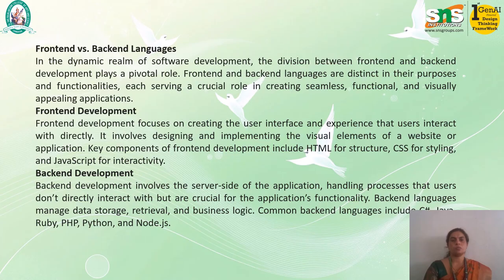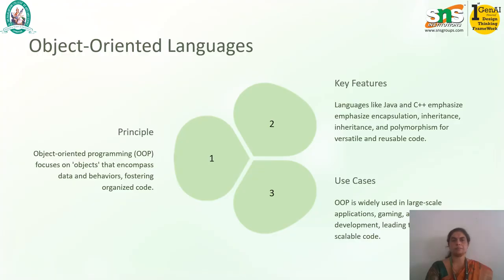So the front end versus back end languages are: the front end focuses on creating the user interface and experience that the user interacts with directly. Here we follow HTML for structure, CSS for styling, and JavaScript for interactivity. And when we talk about backend development, we perform development on the server side. Here we have direct interactions with the application functionalities. Here we manage data for storing, retrieval, and business logic purposes. We concentrate much on backend development. Here we have Ruby, PHP, Python, and Node.js for backend development.